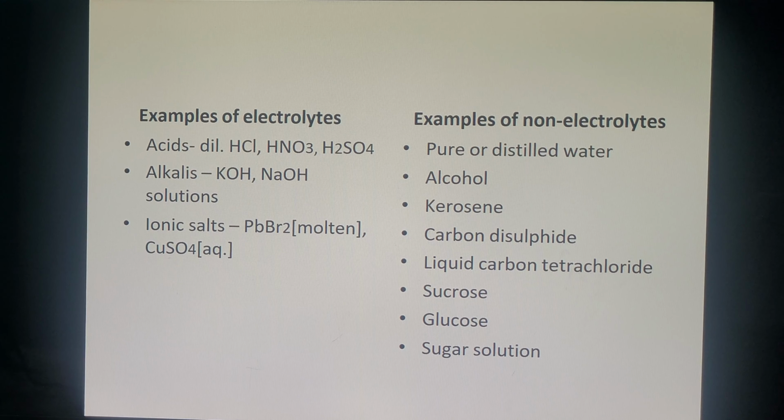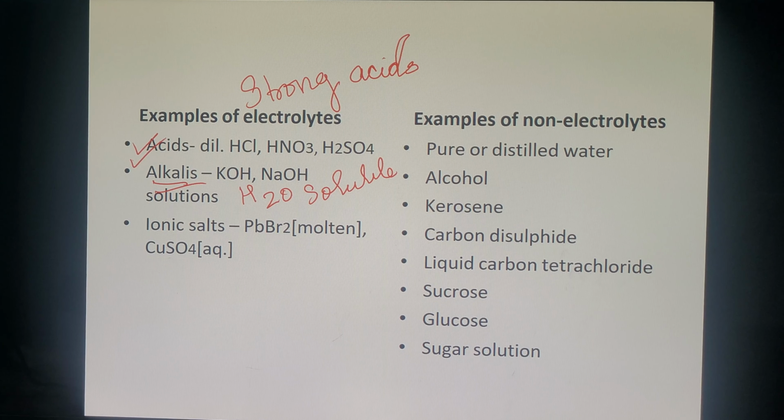Okay. So you can see here what are electrolytes. Electrolytes are nothing but any substance which will allow electricity to pass through it. All your strong acids are nothing but electrolytes. All your strong alkalis. Now, what is an alkali? Alkali is nothing but a water-soluble base. What are alkalis, children? If the base is soluble in water, we call it as an alkali.